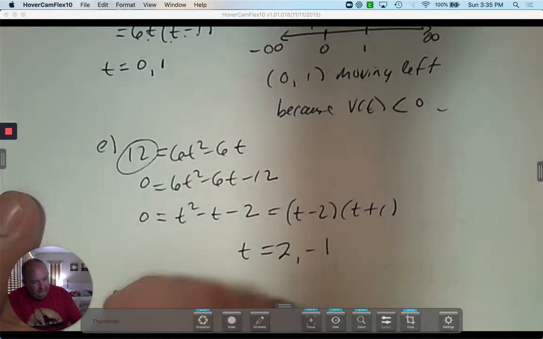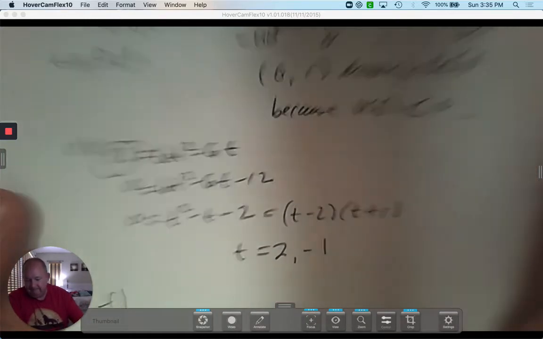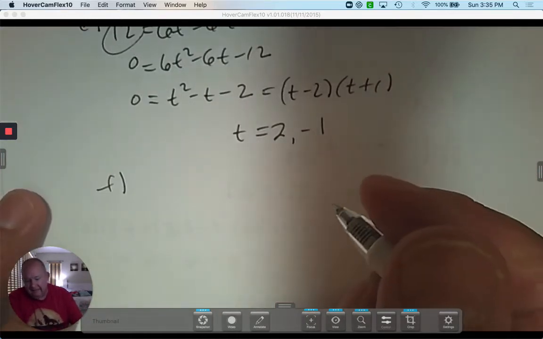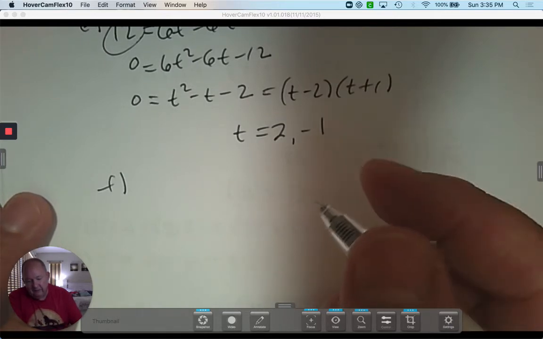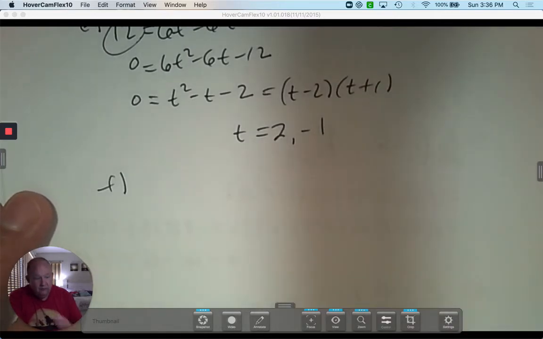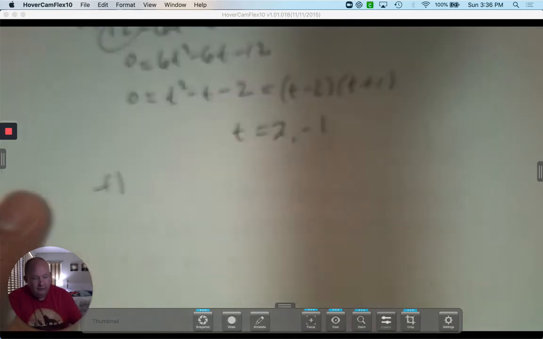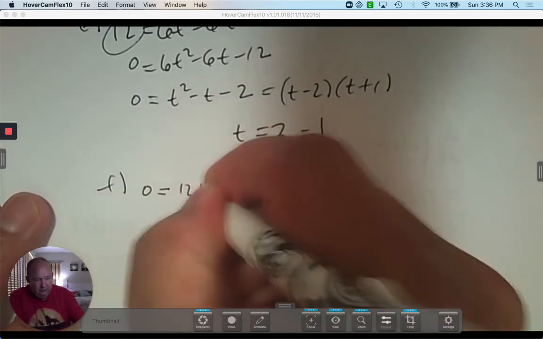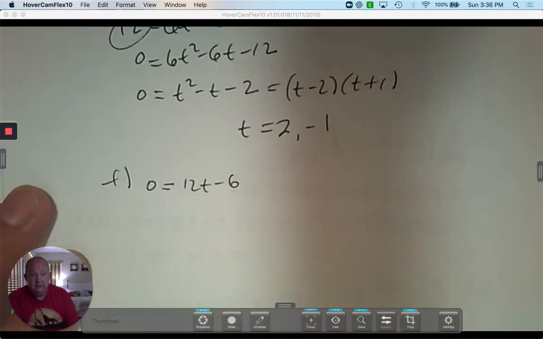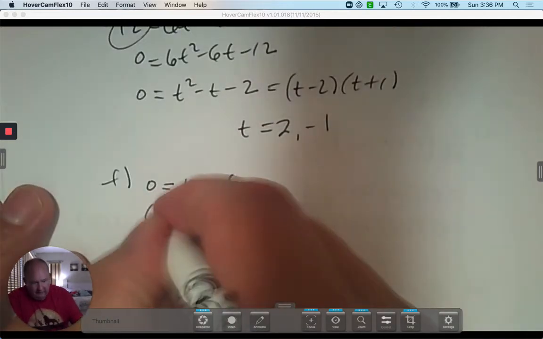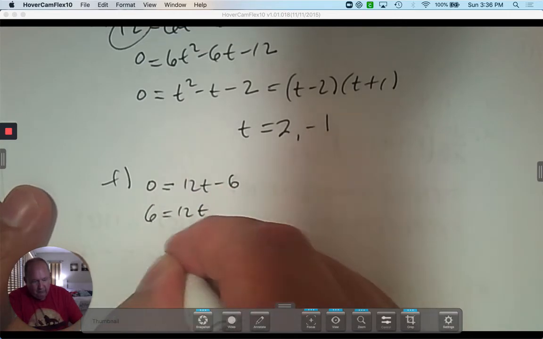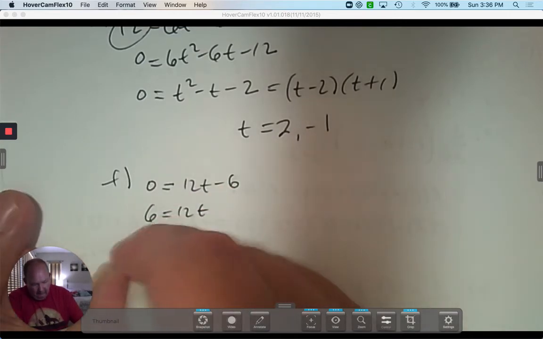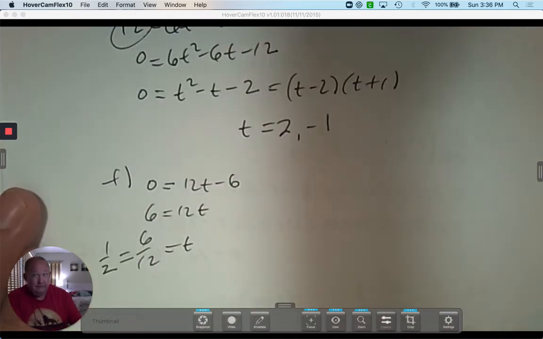Where are we at? F. We're almost there. F, G, and H. F, find the particle's speed when the acceleration is equal to 0. So step 1 is when the acceleration is equal to 0. So I need to take the acceleration and make it equal to 0 and solve it. I'm going to add 6 and divide by 12. So when I divide by 12, it's going to be easier to use 1/2.